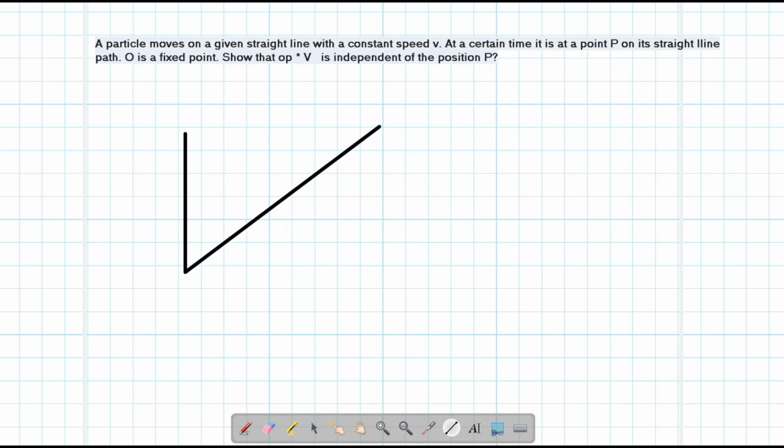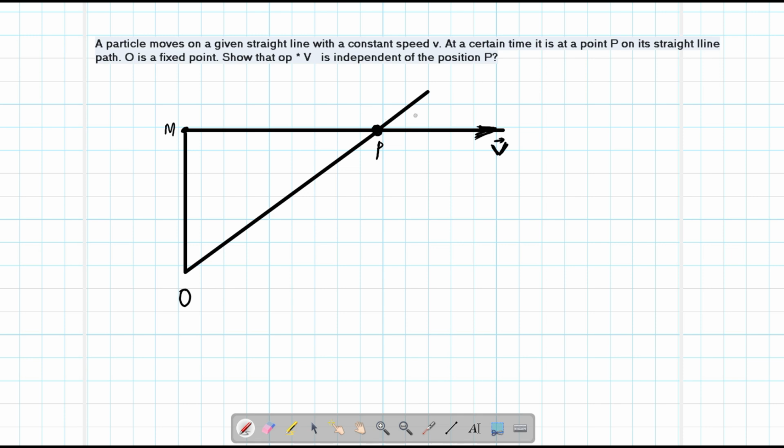So, this is O, this is P. The particle moves on a given straight line at a constant speed v. So the particle moves at a speed v, and at a certain time instant it is at point P. O is a fixed point. Name this point as M.